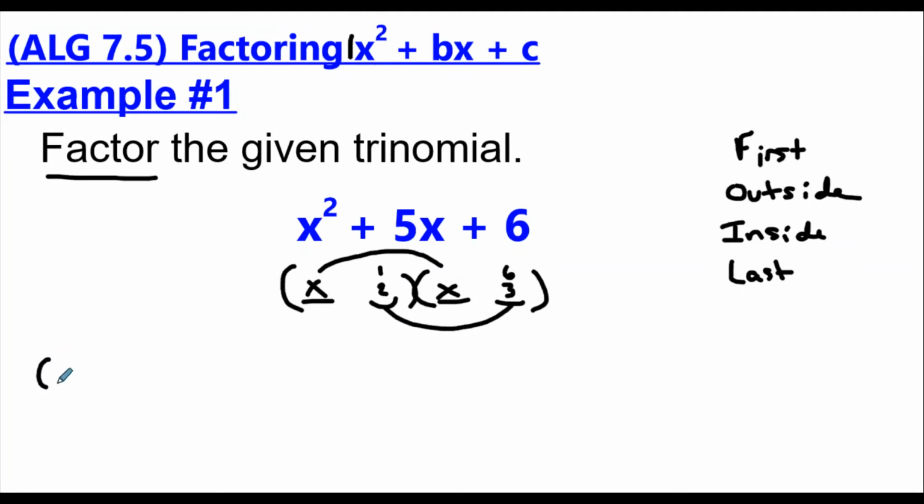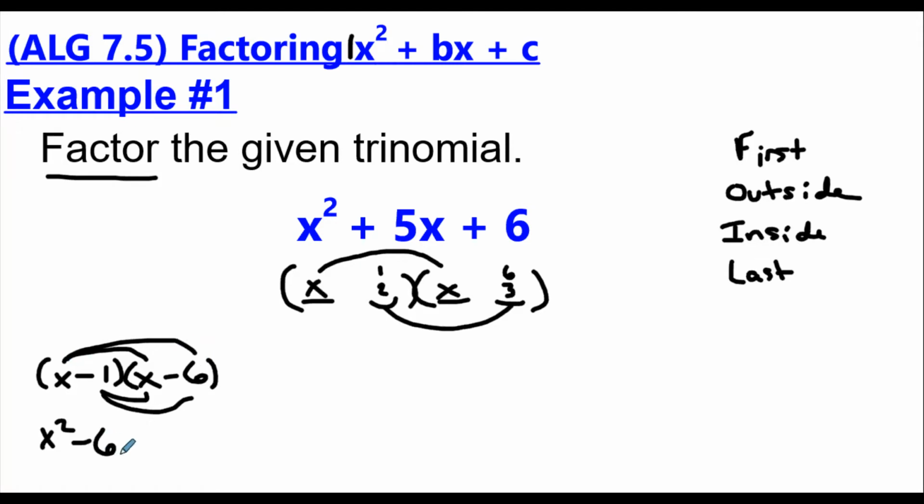Let's think of some possible cases here. If I were to try x minus 1 times x minus 6, and I'm just trying to double check, is this the factored form of this trinomial? In other words, if I distribute or FOIL these together, do I get that trinomial? Just to double check that this is the factored form of that trinomial. So x times x is x squared. That's the first two. Multiply the outside two, negative 6 times x is negative 6x. The inside two, negative 1 times x is negative x. And the last two, negative 1 times negative 6 is positive 6, like I was hoping to get on the end.